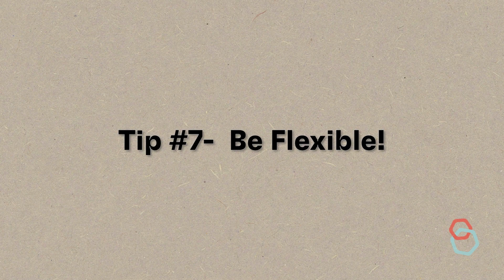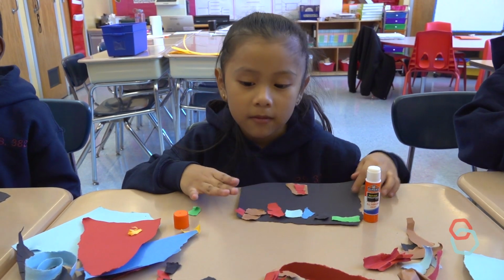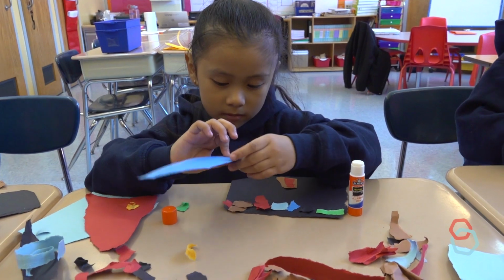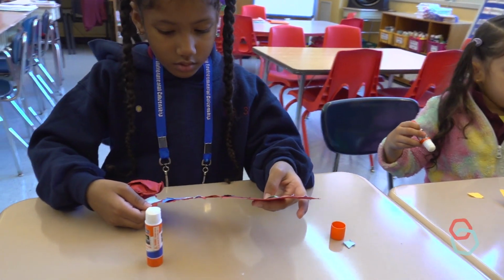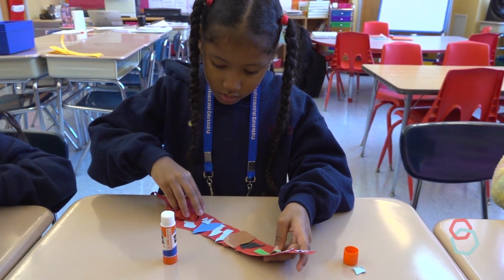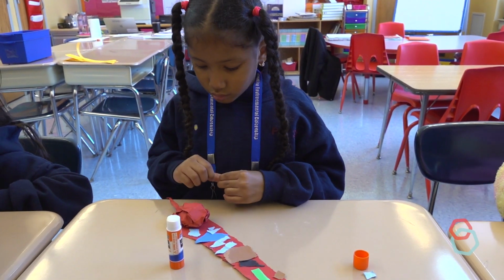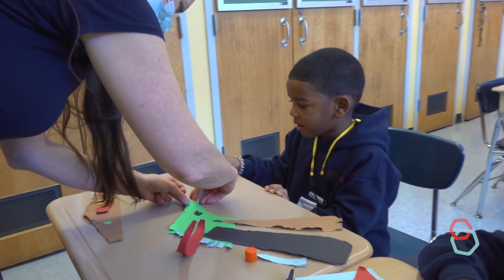Tip number 7. Be flexible. During independent art making time, kids may or may not choose to use the techniques that you introduced in the lesson. They may want to use glue or scissors. They may quickly create puppets and want to spend their independent art making time playing with them. Be prepared to follow their lead and say yes to their ideas.